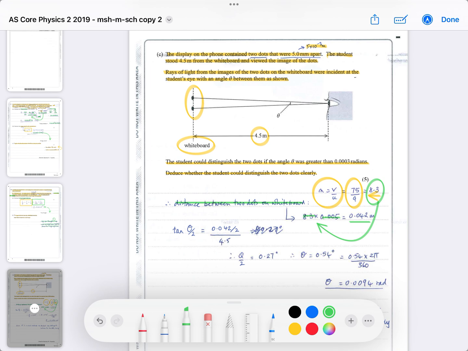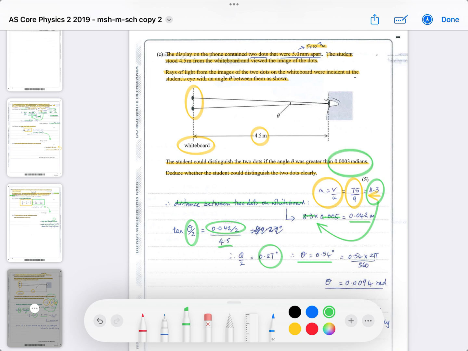If we want to have half of theta, then we can use opposite over adjacent. So tan of half of theta will be the distance halfway between the 2 dots, so 0.042 meters divided by 2, because we want half the angle, and divided by the 4.5 meters, that will be opposite over adjacent. And this ratio gives you that theta over 2 is equal to 0.27 degrees is what I made it. So the theta total will be 0.54 degrees, but we want to put it into radians so we can compare it with the value they're given.